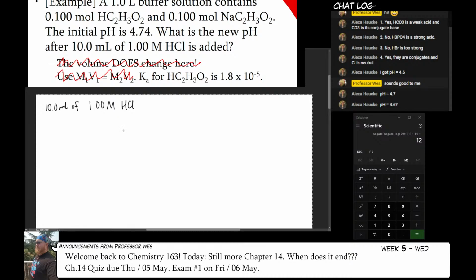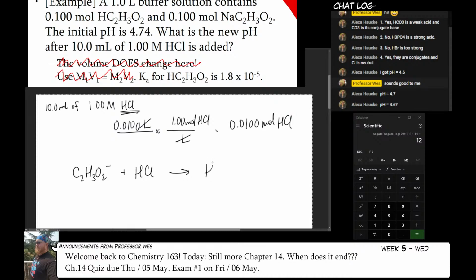And so we need the number of moles that has. If I have 10 milliliters, that's going to be that many liters. And that's the definition of molarity. So I have that many moles of HCl. Hooray, it's the same problem we just did, just with a different number. But this is an acid, so we're going to react with the base. So we need to write out the base expression here. And then we don't care about this because it's neutral.